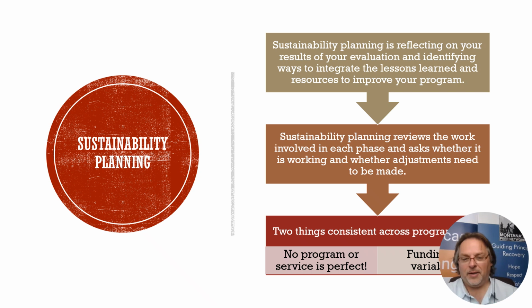Okay, sustainability. This is something that again needs to be written into your proposals. When you build your business plan, you write your grant proposal, how will you sustain this program? So sustainability planning is a reflection on your results of your evaluation and identifying ways to integrate the lessons learned and resources to improve your program. Sustainability planning reviews the work involved in each phase and asks whether it is working and whether adjustments need to be made. And two things consistent is program funding.